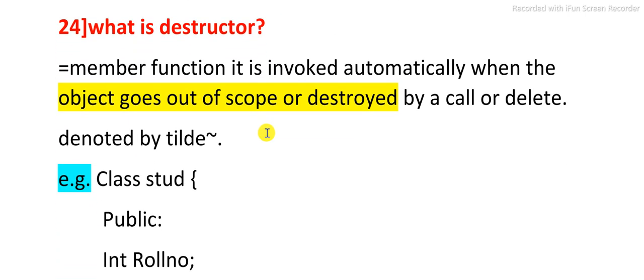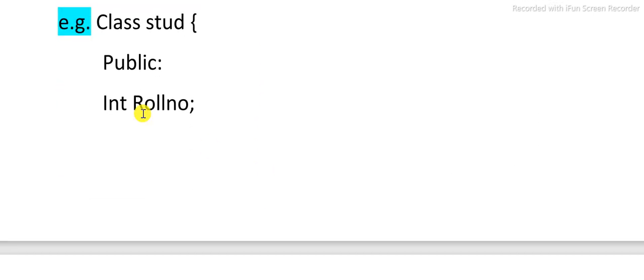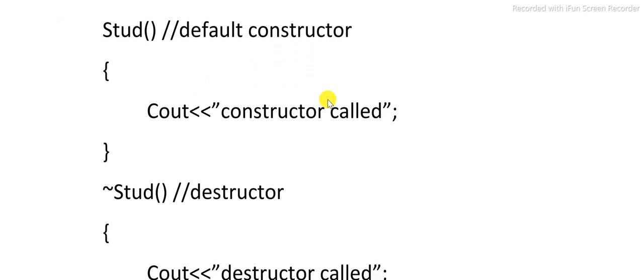What is a destructor? It is a member function invoked automatically when the object goes out of scope or is destroyed by a call to delete, and it is denoted by the tilde. So whenever an object of a class is deleted, the destructor is called. Class student, public integer, default constructor, and this is the destructor. It is the same as a constructor, but we use a tilde sign.